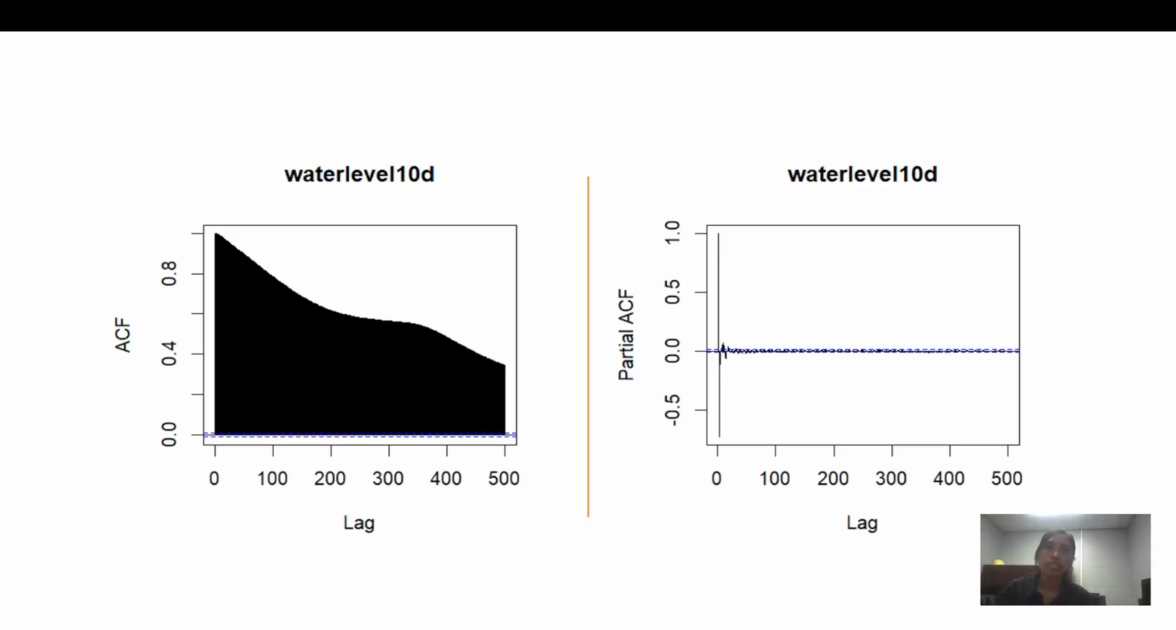Here are the ACF and PACF for the J17 data. Here we can see that the correlation between nearer data is higher than between farther data. And we can also see the partial autocorrelation function.